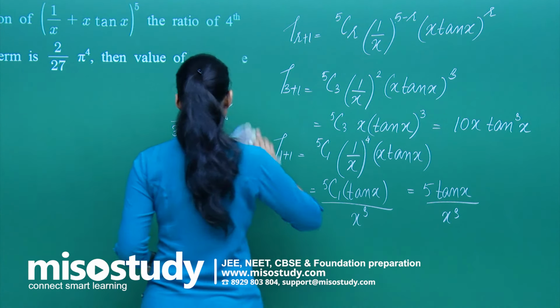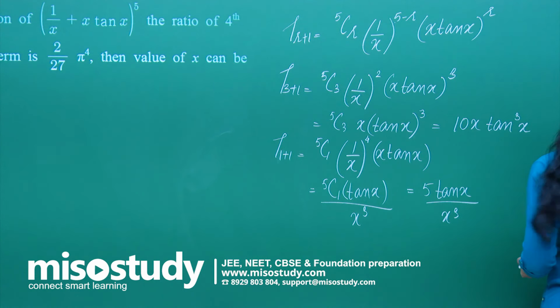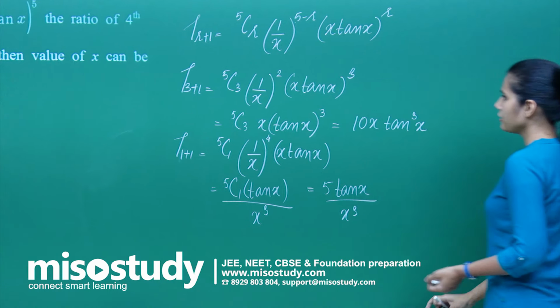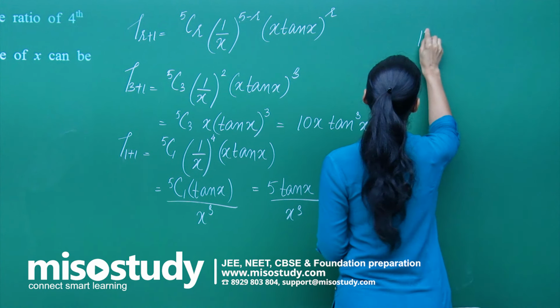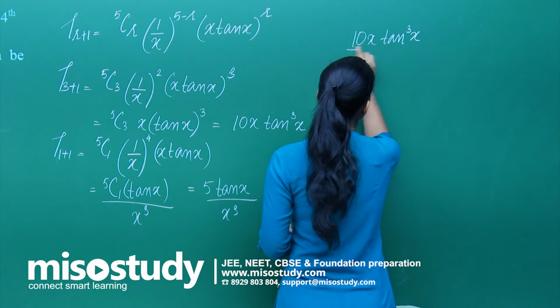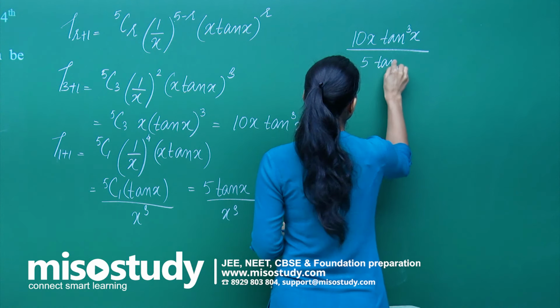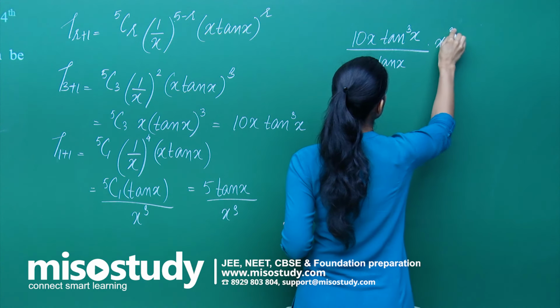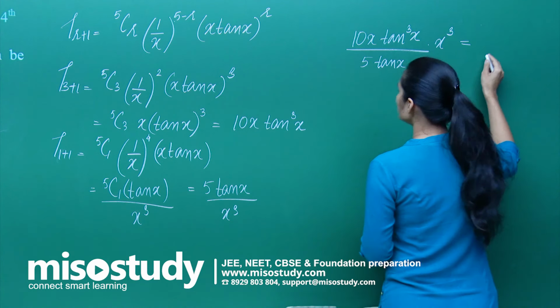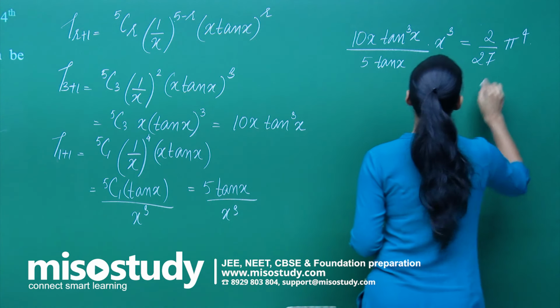So 5c3 is 10. Now it is saying ratio of the 4th term to the 2nd term. So what is this trying to say? It is saying the ratio of the 4th term to the 2nd term. So 10x tan cube x whole upon 5 tan x, and here x cube is given by 2 by 27 pi to the power 4.